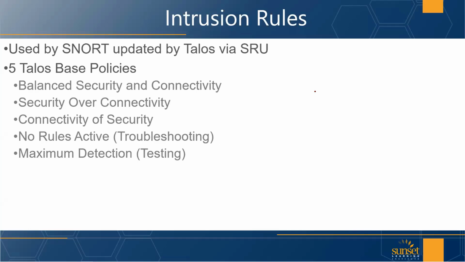All right. Intrusion rules. So intrusion rules are used by SNORT and updated by Talos via the SRU, which is your SNORT rule update. There are 5 base policies that SNORT has. So balanced, security over connectivity, and connectivity over, I should say over, not of security, connectivity over security. No rules active, which you use for troubleshooting maybe, and max detect, which you don't use. In the balanced, so basically it changes, but you can say roughly security over connectivity has roughly 16,000 rules in it it's looking at. Balanced is somewhere around 11,000.